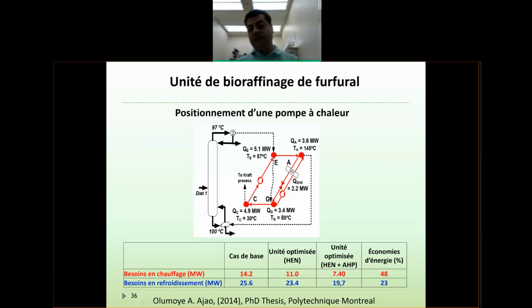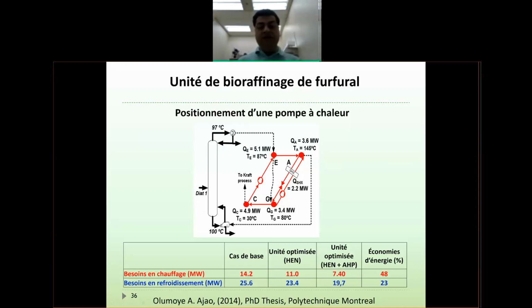It can be released at 80 Celsius, can be used for that energy, then can be used for other parts of the process. His estimations showed that if we don't have any heat exchanger network, any heat pump, whatever, the power that you need for heating and the power that you need for cooling are going to be 14 and almost 26 megawatt, respectively.